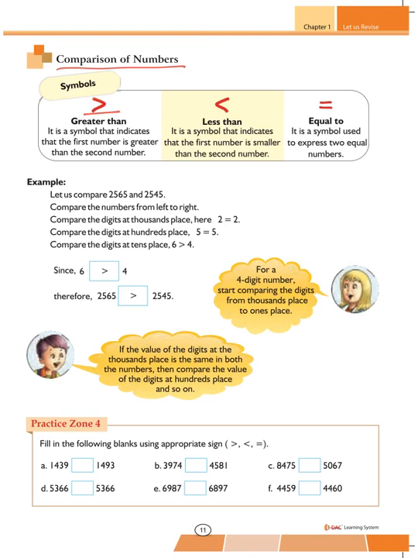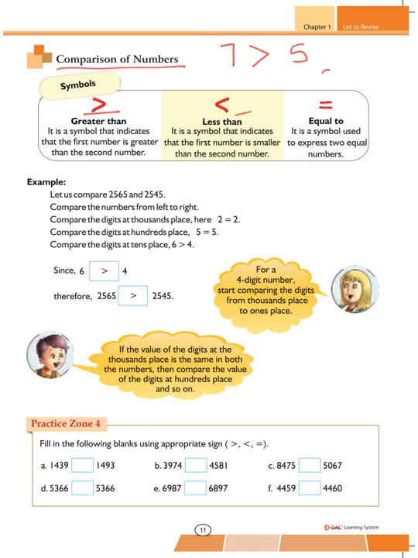Suppose we have two numbers, 7 and 5. We know 7 is greater or bigger than 5, so we put this sign there: 7 is greater than 5. The other sign is less than. It is a symbol that indicates that the first number is smaller than the second number.